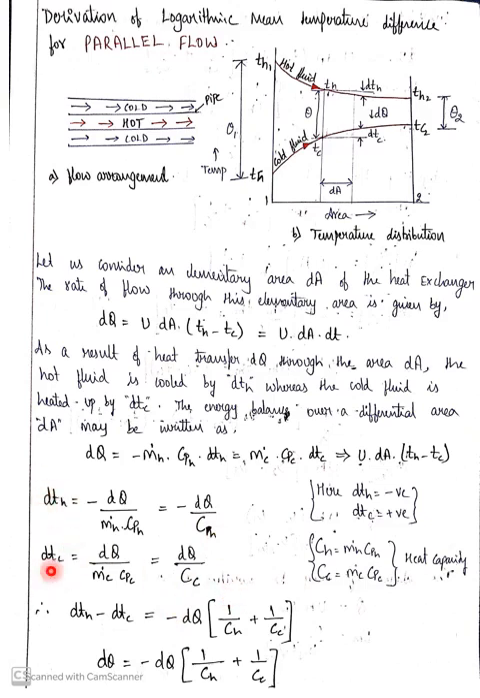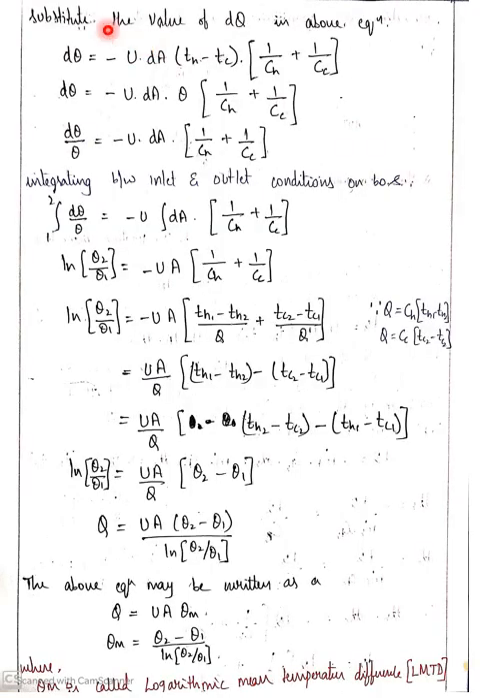Now if you take the difference of these two, T_h minus dT_c, you will be getting this. Take dQ common. So we know the difference of T_h minus T_c. You can see here we have taken it as d theta, correct? So this is the formula.